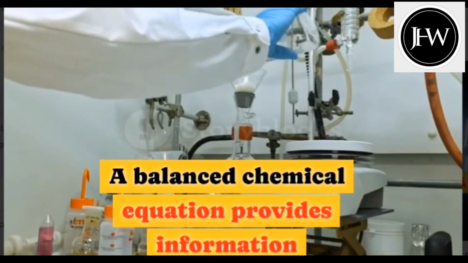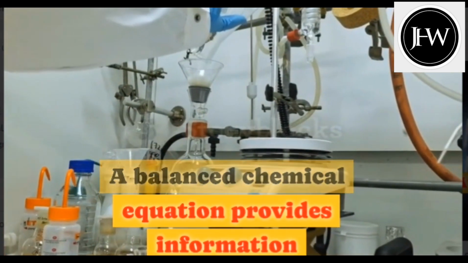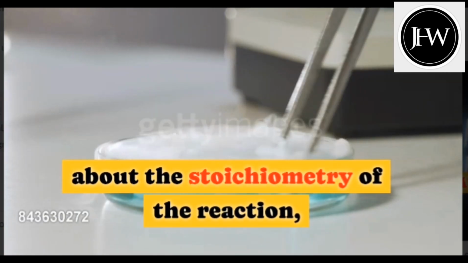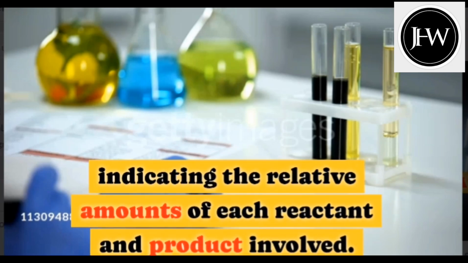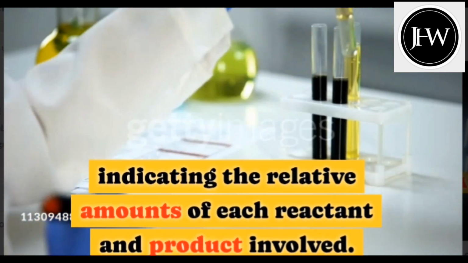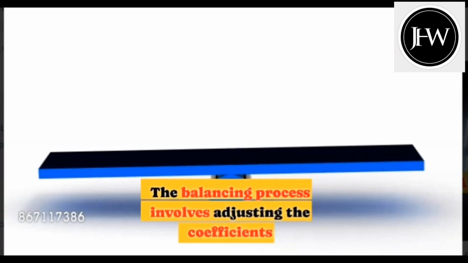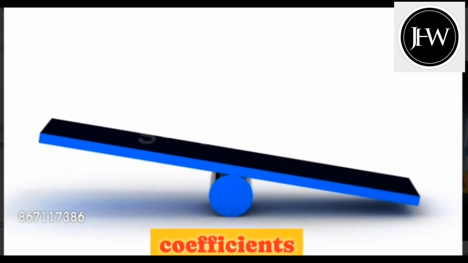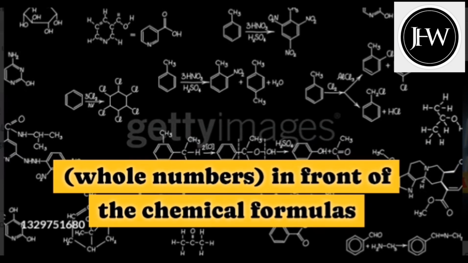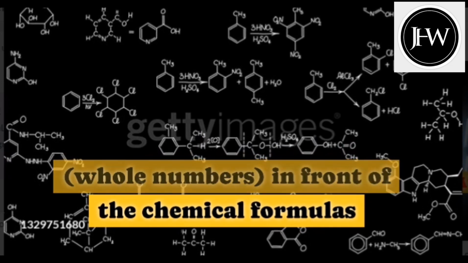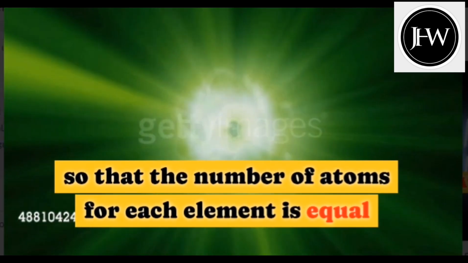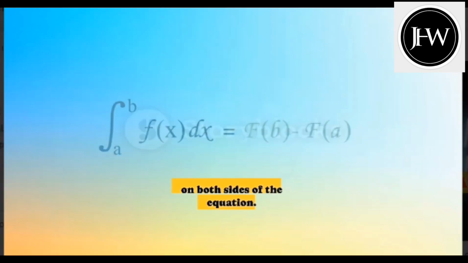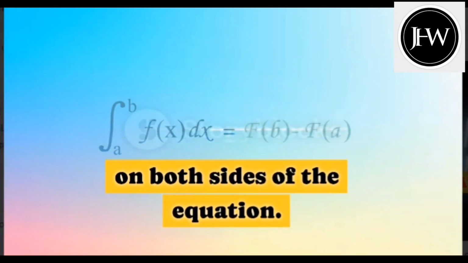A balanced chemical equation provides information about the stoichiometry of the reaction, indicating the relative amounts of each reactant and product involved. The balancing process involves adjusting the coefficients, whole numbers, in front of the chemical formulas, so that the number of atoms for each element is equal on both sides of the equation.